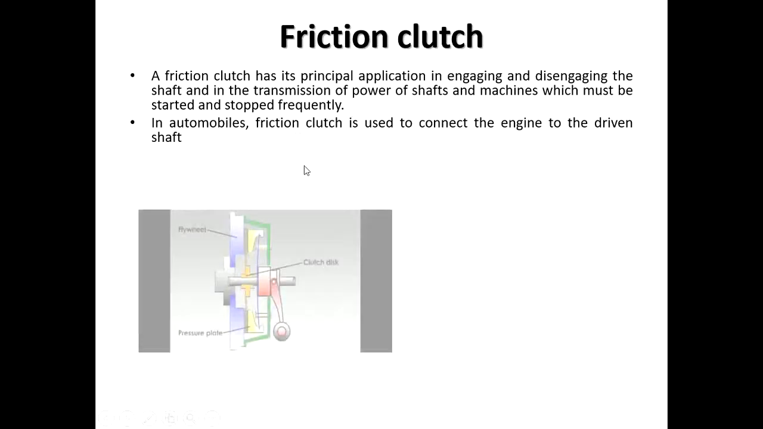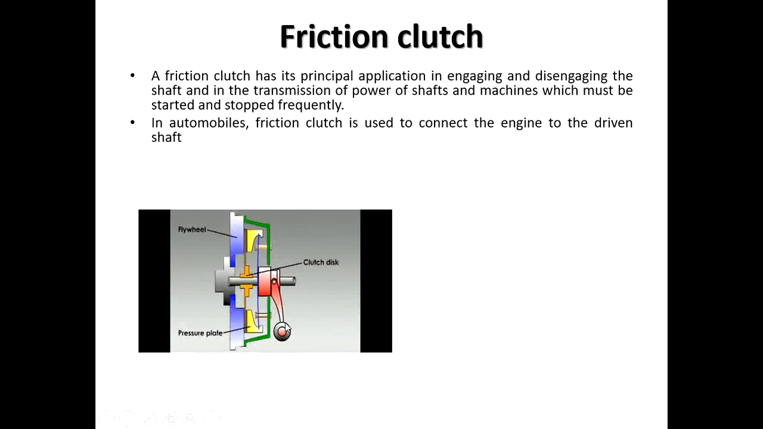Mainly we know that in automobiles, clutches are widely used. Whenever we press the clutch pedal, it will disengage the shaft using some friction plates, and if we release it, it will engage the shaft. During the disengagement time, we can shift the gears. For that, clutches are mainly used in automobiles.